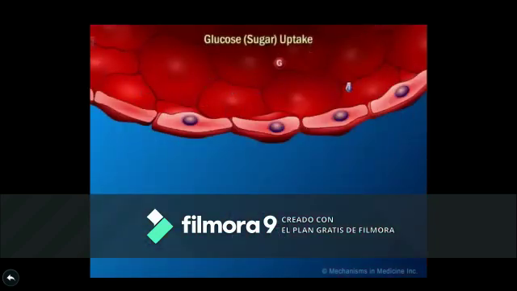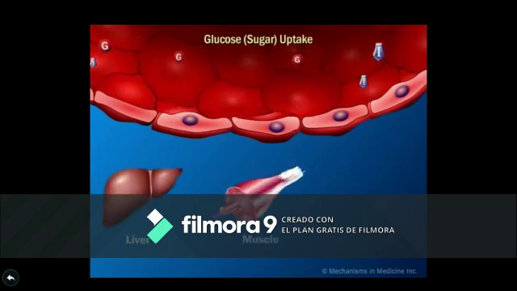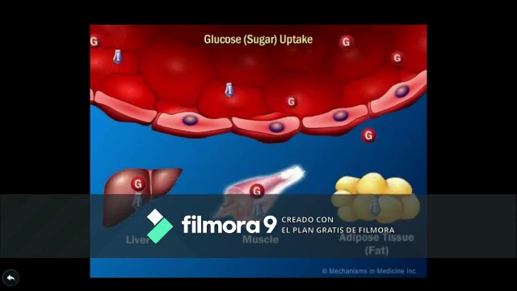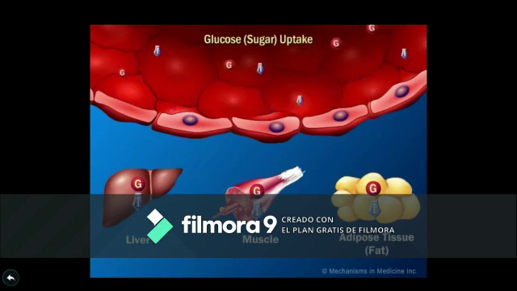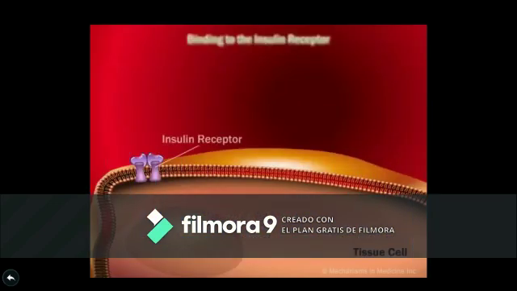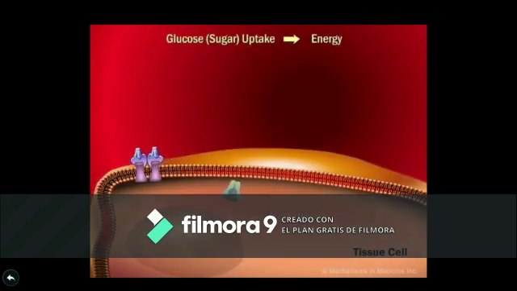Insulin is necessary for glucose to reach and be used by several important target tissues throughout the body. These include the liver, muscle, and adipose tissue. Insulin is necessary to keep blood glucose levels stable in the body. Glucose enters the cell through a process called facilitated diffusion.